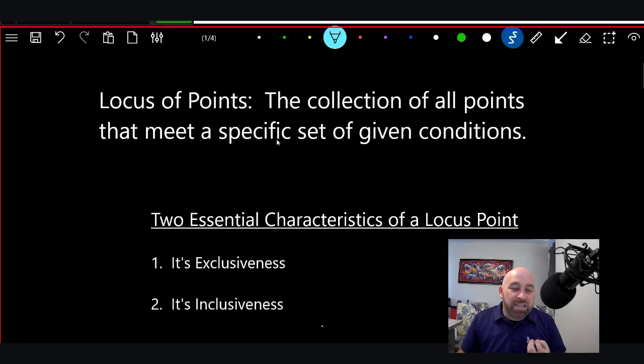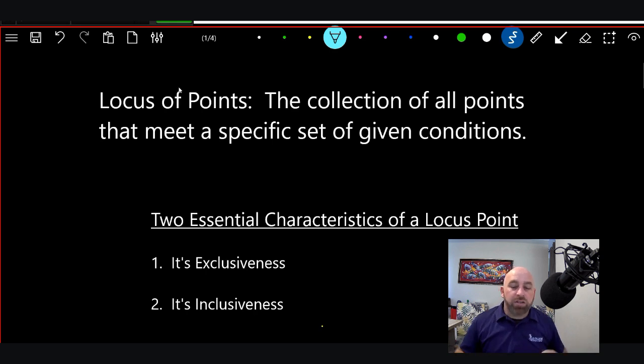So what is the location of points? The loci is the collection of all the points that meet a specific set of given conditions. The problem will give you some information, and it'll say something like all points 5 inches from the line, for example. It will say all points 3 meters from this given point. It gives you a set of conditions that a point must meet in order to be part of this collection of points called the loci.